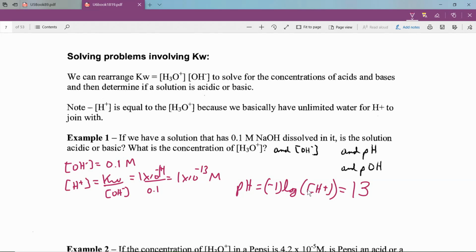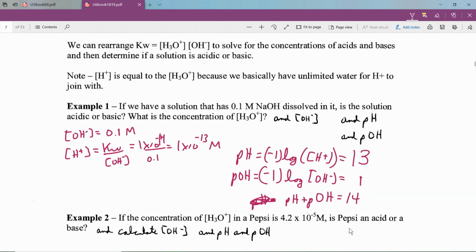Basic solutions have pH greater than 7, as we mentioned in our properties, or should have mentioned. pOH is -1 times the log of the OH minus concentration. That p function is just -1 times the log of something. So OH minus is 0.1, so it becomes 1. And the thing we're going to learn is the pH plus pOH always has to equal 14.